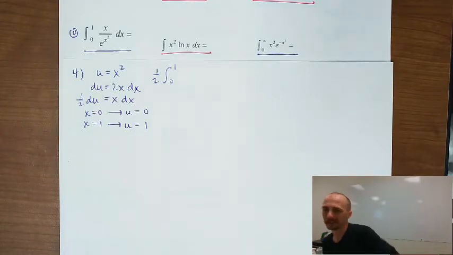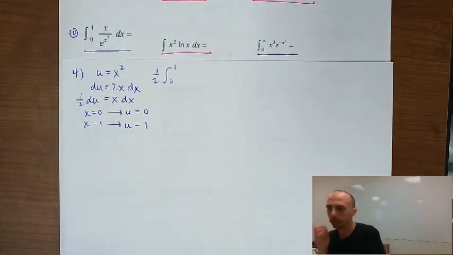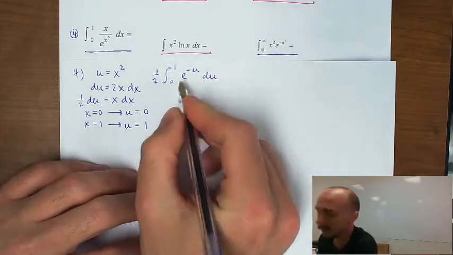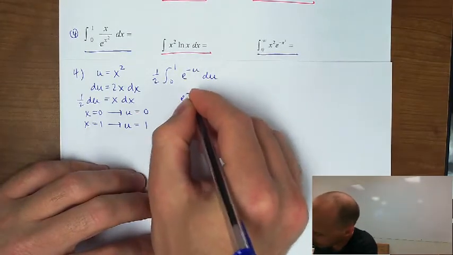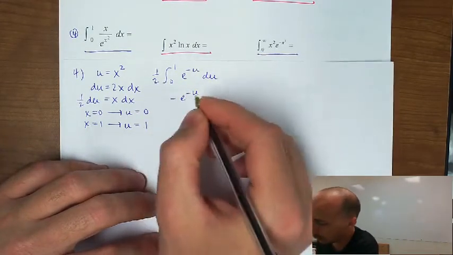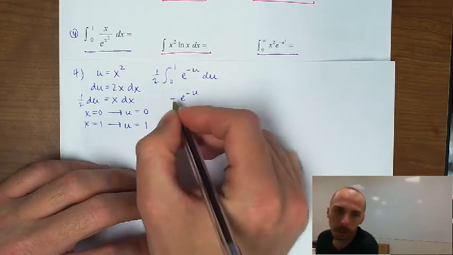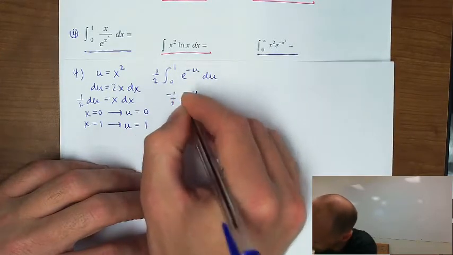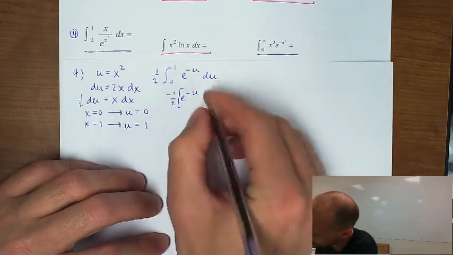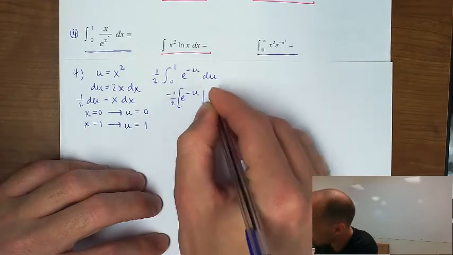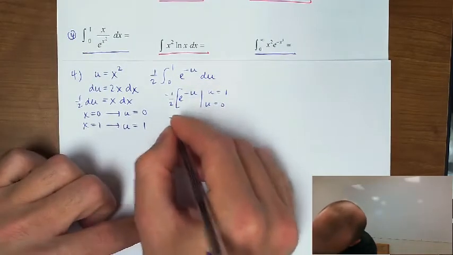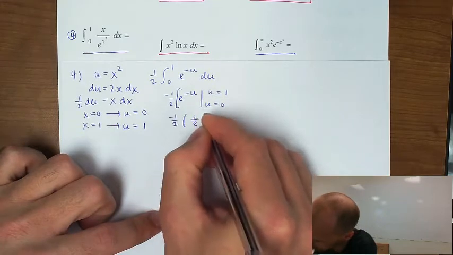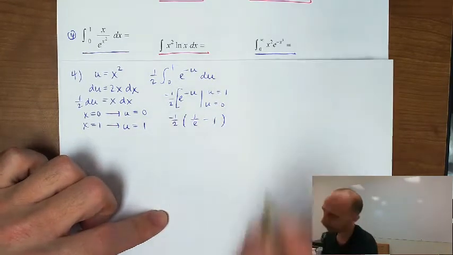Now 1 over e to the u doesn't look like something I immediately know how to anti-differentiate, so I might write that as e to the negative u du. And this is definitely something we can work with. An antiderivative for e to the negative u is going to be e to the negative u multiplied by -1 to prepare for the chain rule. And then that'll really be -1/2, because of that half there. And I'll let u run from 0 to 1. So this is -1/2 of e to the -1 minus e to the -0.